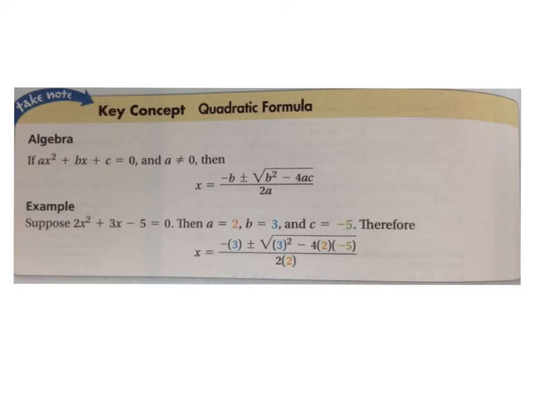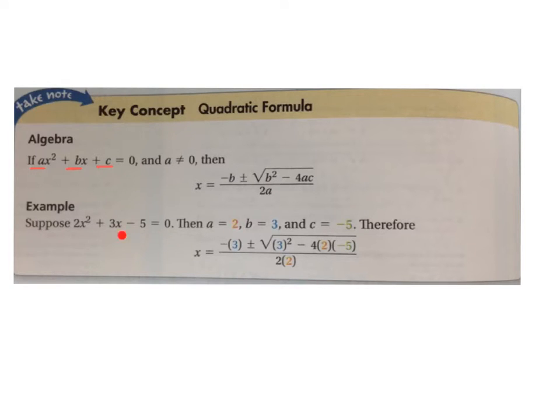Okay, so first let's talk about the quadratic formula. You know a quadratic equation has an a, a b, and a c in it, and the a is with the x squared term, the b is the coefficient of the x term, and the c is the constant. And it points out that a cannot equal 0, which means it has to have an x squared term. And then the formula is negative b plus or minus the square root of b squared minus 4ac all over 2a.